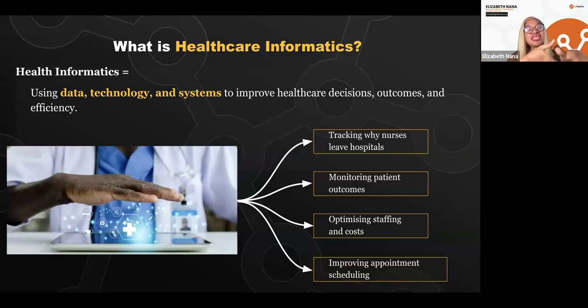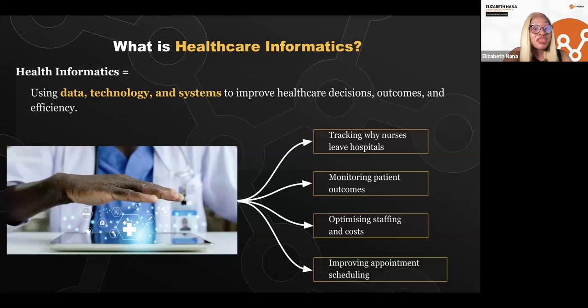Now, healthcare informatics, like the name implies, there's healthcare in it. So what it means is using data, using technology, and using systems to improve healthcare decisions, to improve healthcare outcomes, and also efficiency. That's what healthcare informatics is. So you are using data, technology, and systems to help improve healthcare decisions.